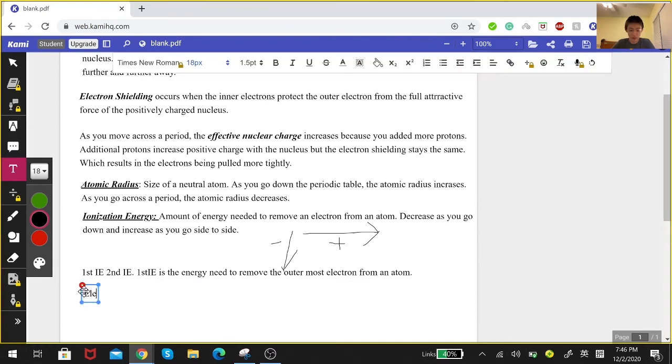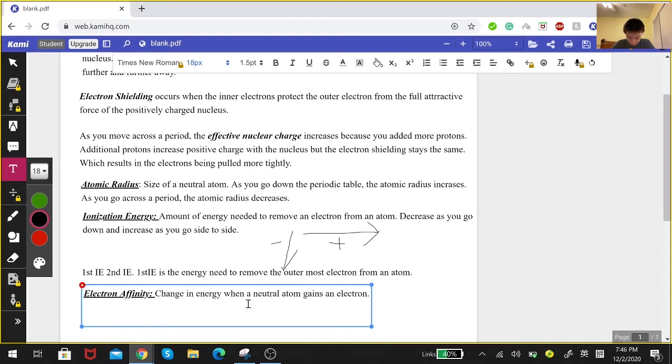Now, electron affinity is the change in energy when a neutral atom gains an electron.